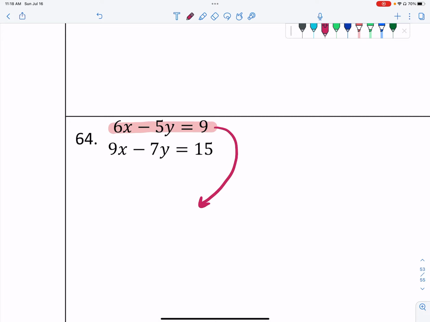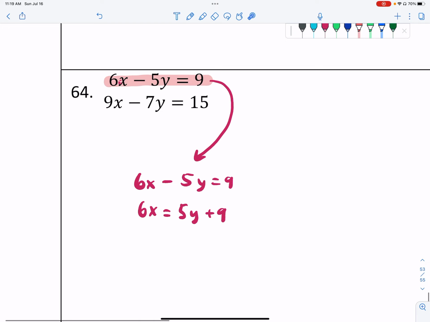And when I'm looking at this, I might go, maybe I want to get my x by itself. So I have 6x minus 5y is equal to 9. I'm going to take the 5y's and add them over to the other side. 6x is equal to positive 5y plus 9. And then finally, I have to get rid of the 6. So I'm going to get rid of the 6 by dividing it over to the other side of the equation.